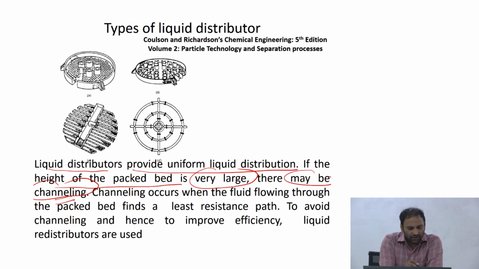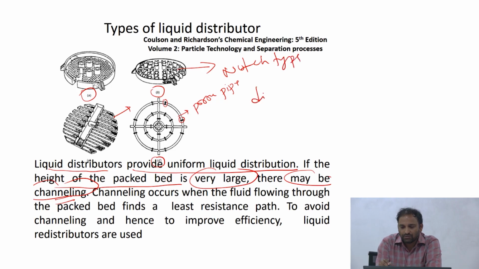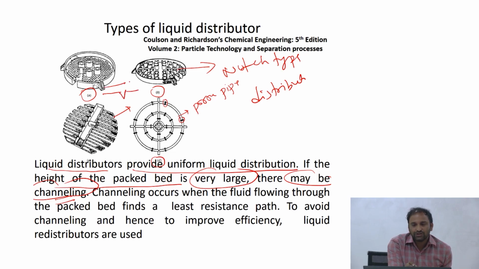So these are four different types of distributors people use. These are some kind of porous pipes. This is a pipe through which the liquid is flowing, but there are regions where I let the liquid into the column. This and this is what is called a notch type distributor. There's a wedge kind of thing, a parallel channel, and then there's a notch. You fill the liquid in these channels, and through the notch the liquid comes down. That's the case here and here.